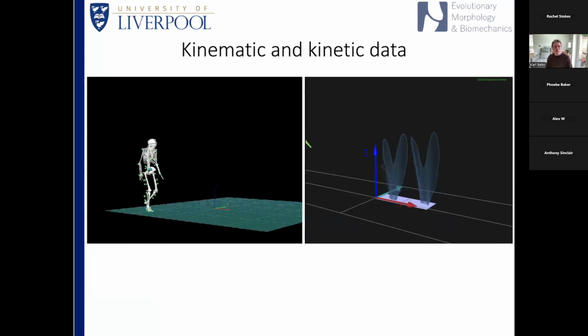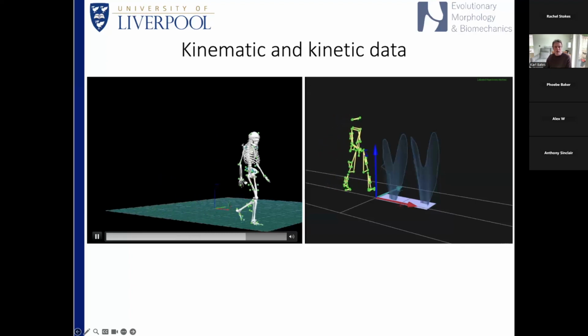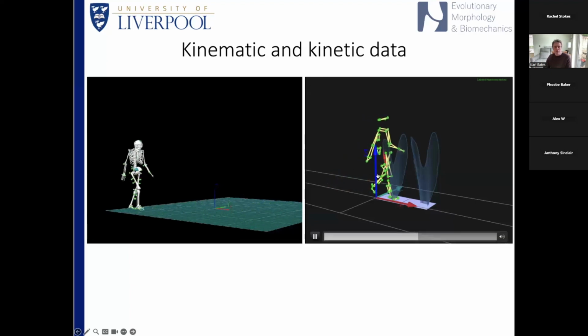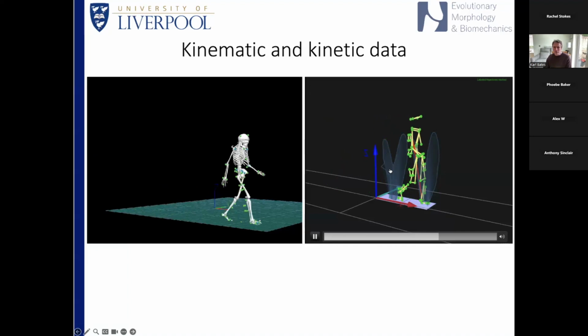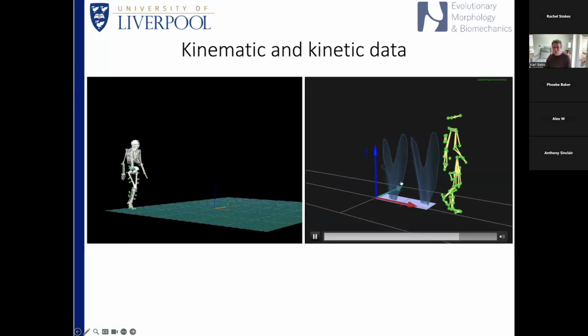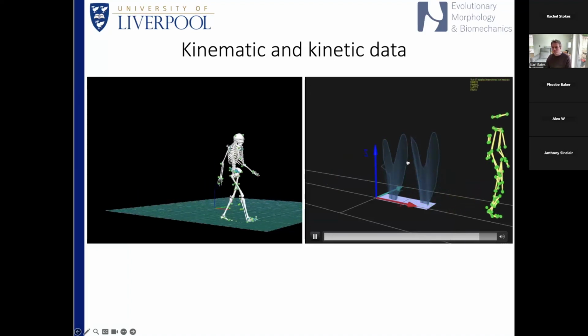And the kind of day-to-day data that we might collect in this lab looks something like this. So we'd have a human volunteer covered in spherical markers that are tracked by our motion capture cameras. And from that, we can also measure ground reaction forces from our force plates, and we get body segment motions, as you can see here.